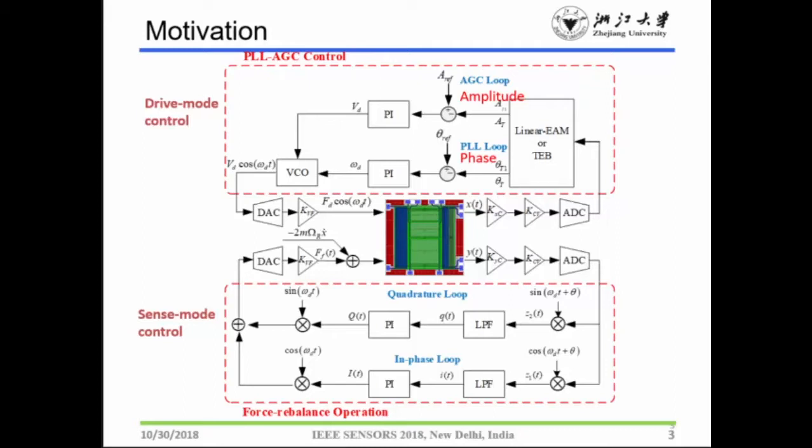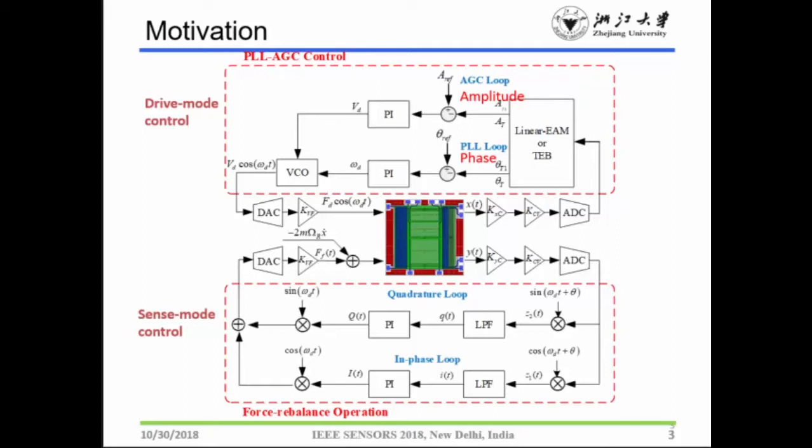Normally, for the drive mode control, we use an adaptive gain control loop to regulate the amplitude of the gyroscope drive vibration to a fixed value. And we also use a phase locked loop to track the real-time resonating frequency of the gyroscope drive mode. So it is very important to gain precise amplitude and phase information for gyroscopes.